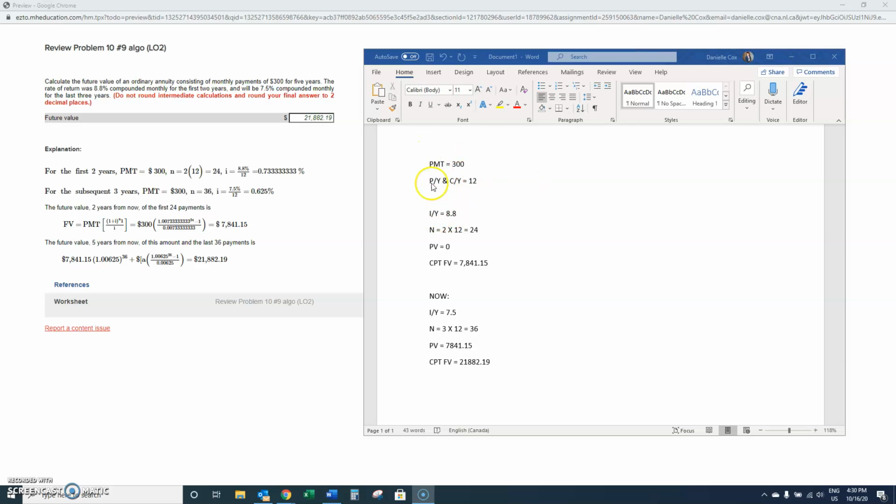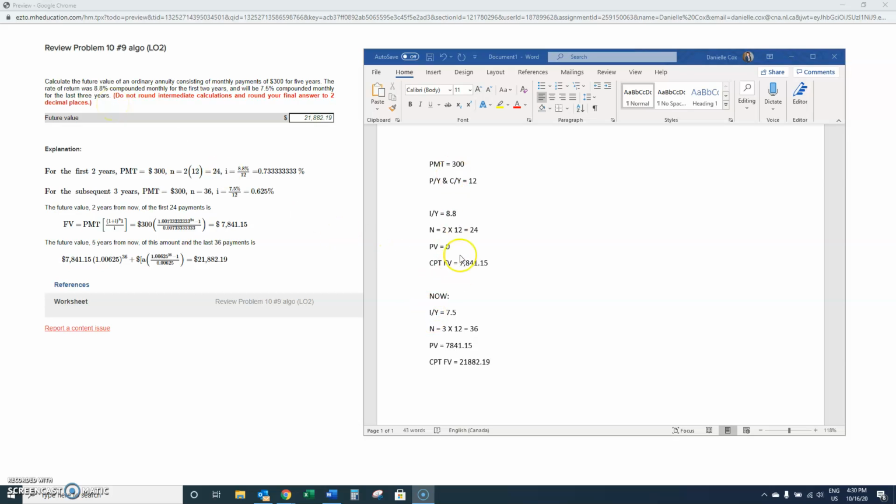So the first thing, this applies to everything, but the first 2 years, it's interest rate of 8.8. So it's 2 years times 12 months per year, so N is 24. You're going to set your present value at 0, and then you're going to compute your future value, and you're going to get $7,841.15.